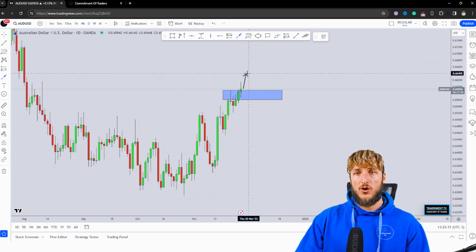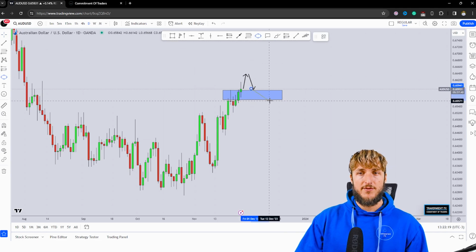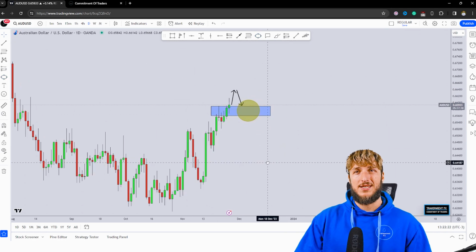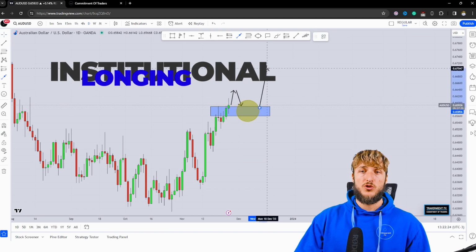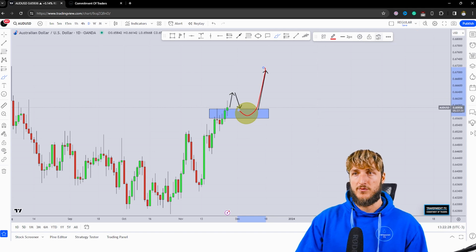And after the break, on the retest of this previous resistance turn support, this is where we would have very good probabilities of seeing more institutional longing, which at that point would further increase the probabilities of a potential rejection to the upside away from this level.